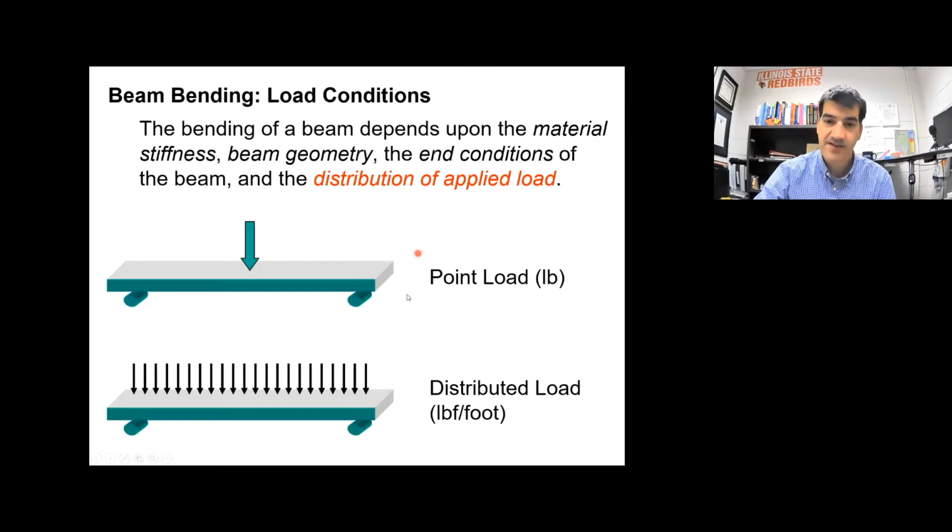Or the other way is a distributed load. And we're going to talk about a uniform, that means evenly distributed load. So this is like a bookshelf. Picture a bookshelf like up here, and imagine that these were all the same book. So it's a totally uniform load across the length of the shelf. Then we'd have a certain number of pounds force per foot that would be applied as the load on this beam.